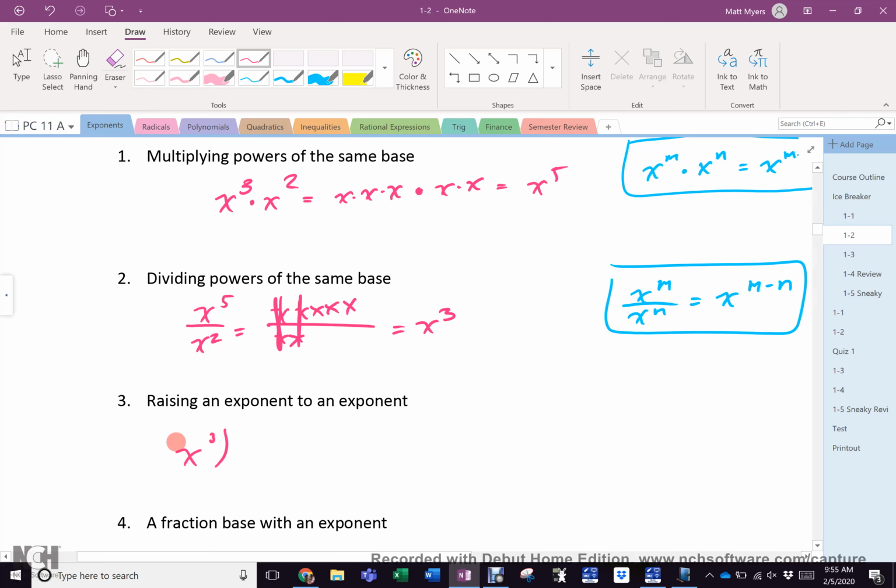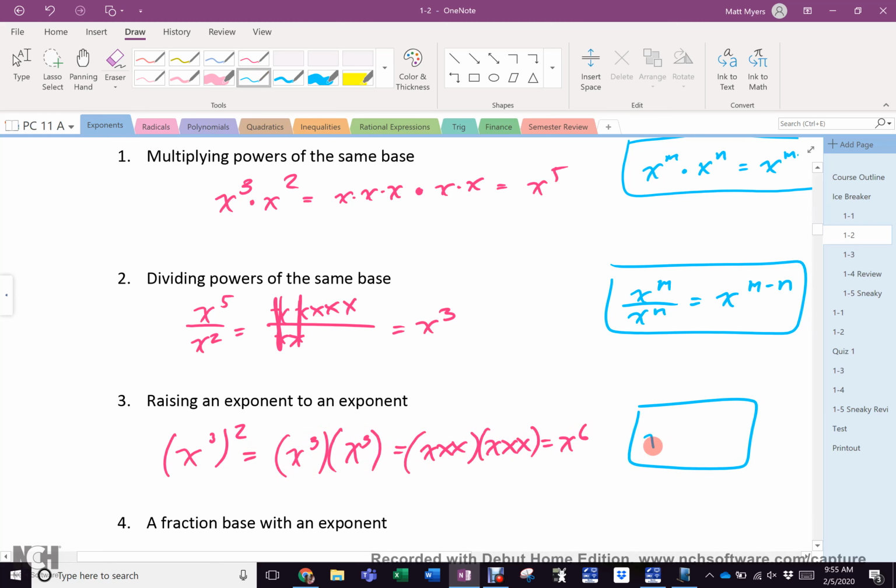X to the 3rd squared. Again, you all know the answer. What's the answer? X to the 6th. Why? Because it's x cubed times x cubed, which is really xxx times xxx, which is x to the 6th. And then the shortcut is, of course, x to the m to the n equals x to the m times n. Yeah?